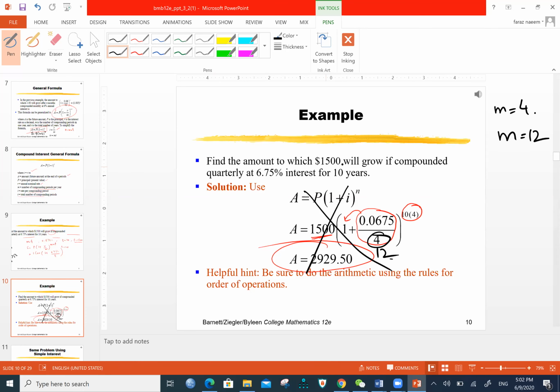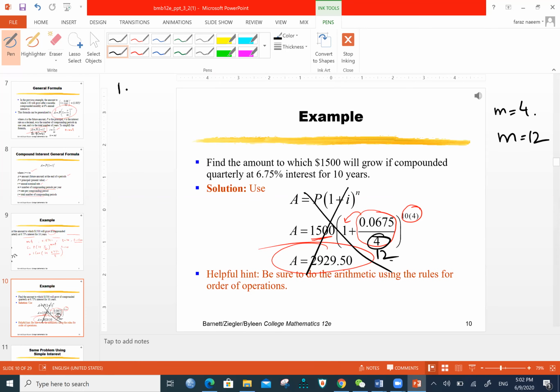Find the amount to which $1,500 will grow. P is 1,500 compounded quarterly. M is 4. R is 6.75%. T is 10. When you substitute the values into the formula, you will get S equals to 29.5, like here. Understand, Kathleen? Yes. Yeah.